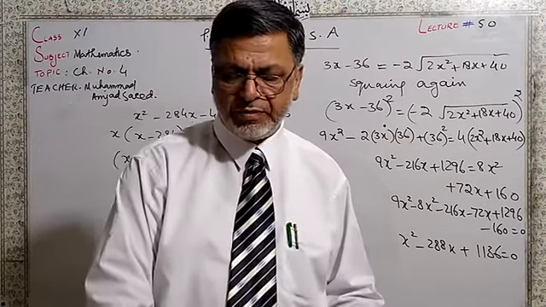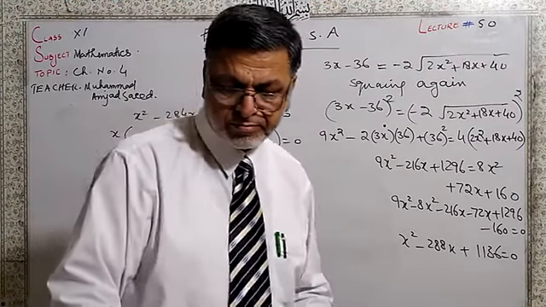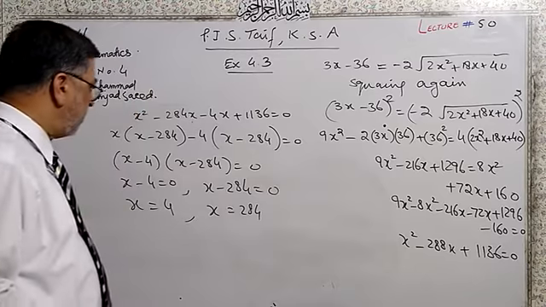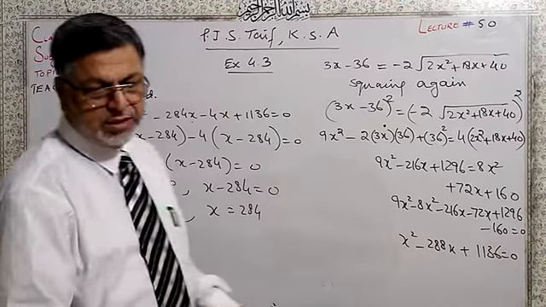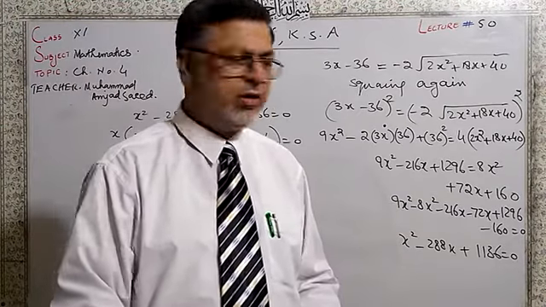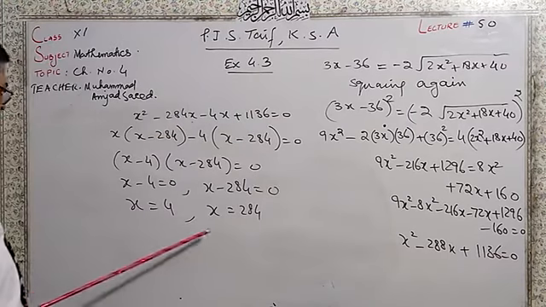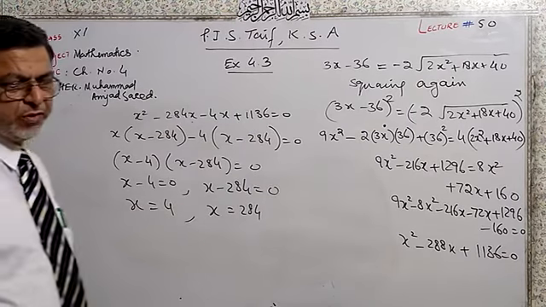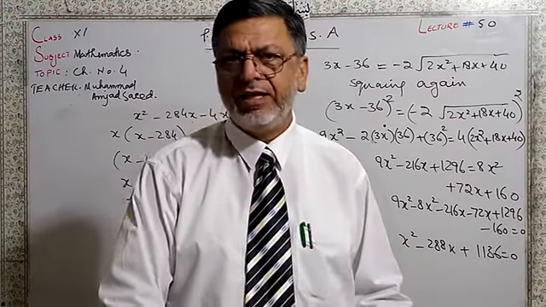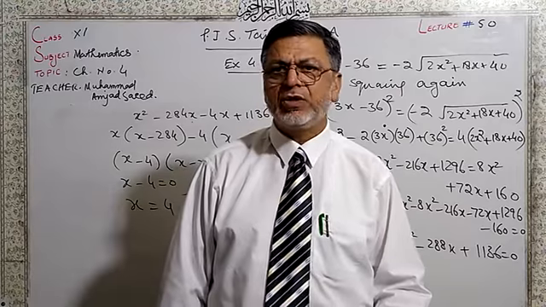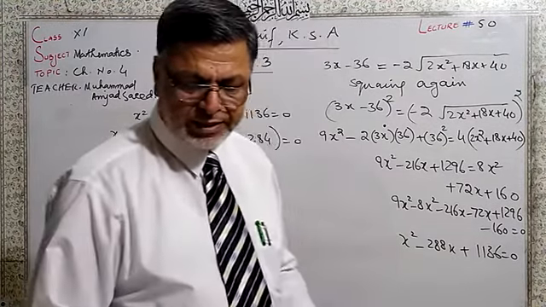Dear students, we have two values of x. Now we want to check whether these values of x satisfy our given equation. So in checking we will apply x is equal to 4 and x is equal to 284 one by one and find the extraneous root. And remember that an extraneous root is not a part of your solution set. So in this way we can find it.